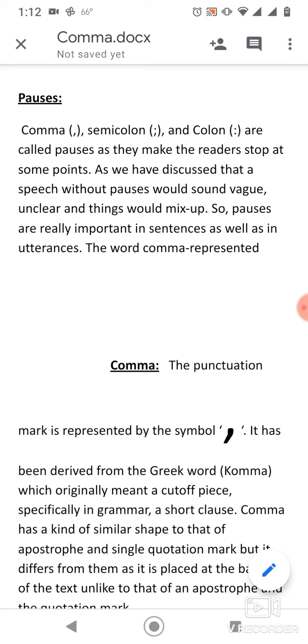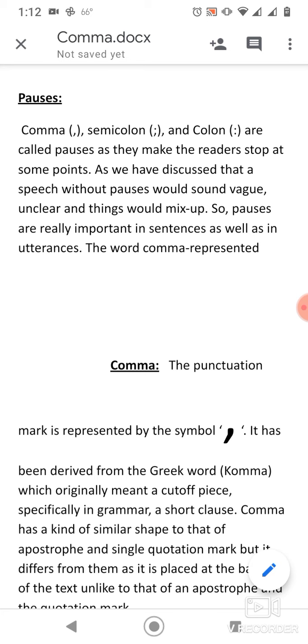Let's do pauses today. We had discussed the terminal punctuation in the previous lecture. The topic of today's lecture is the pauses. Comma, semicolon, and colon are called pauses in English grammar as they make us stop at certain points in our sentences. As we had discussed earlier in the previous lecture, pauses and stops are very important in any language, spoken language or written language.